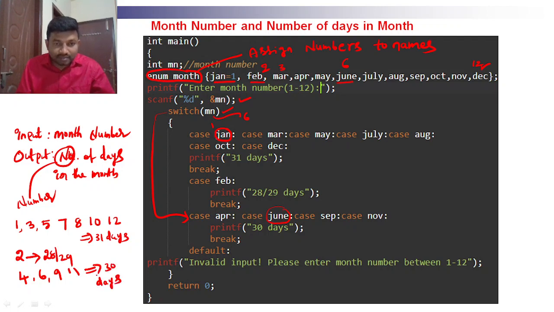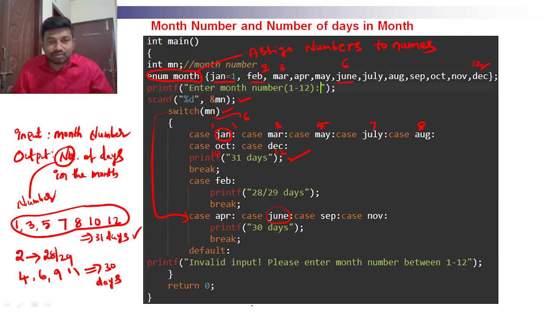So for all these months, for all these cases, we will print 31 days. You can see January, March. January means 1 because enum variables are initialized. March means 3, May means 5, July means 7, August means 8, October means 10, and December means 12. So for all these cases, 31 days will be there. So I am printing 31 days. I hope you are understanding it. So this way also you can implement this switch.